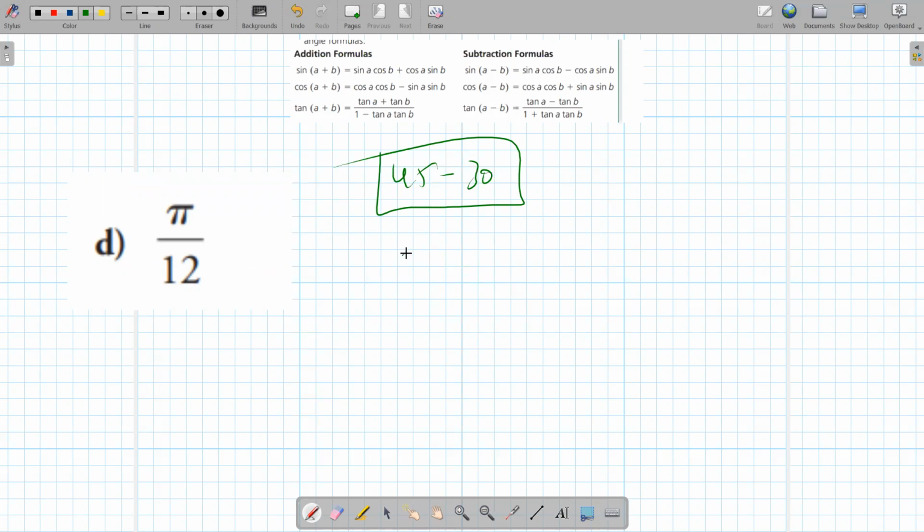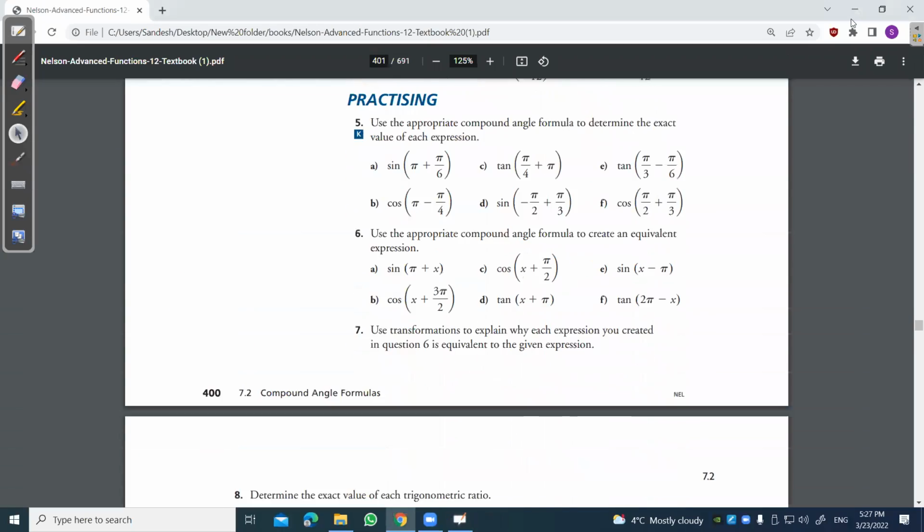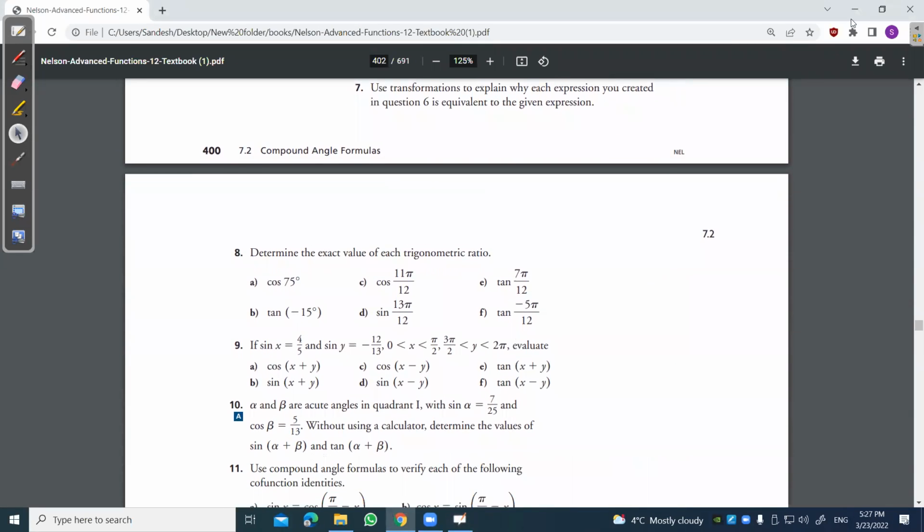What else did you have? So the answer to this is going to be pi over 4 minus pi over 6. Yeah, and the one that I did was pi over 3 minus pi over 4. Say that again. Pi over 3 minus pi over 4. Oh yeah, that works as well. So 60 minus 45 also works. So yeah, that's right. Okay, good. I'm ready. For 8C, 8C is the other one I was doing. Right.